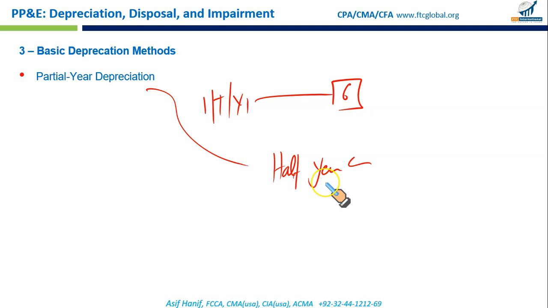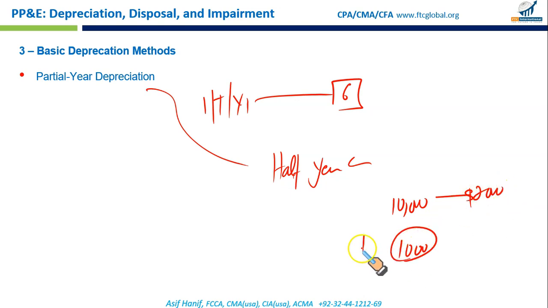Half-year convention means half a year of depreciation is taken both in the year of acquisition and the year of disposal. Like if you purchase an asset for $10,000, on which you will charge 2,000 depreciation every year, you will charge 1,000 depreciation in the year of purchase and 1,000 in the year of sale.